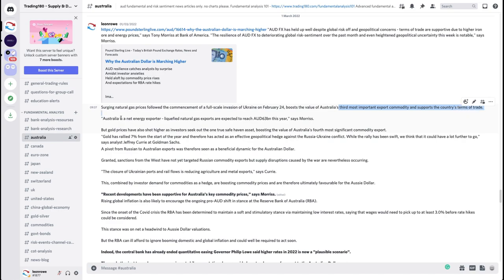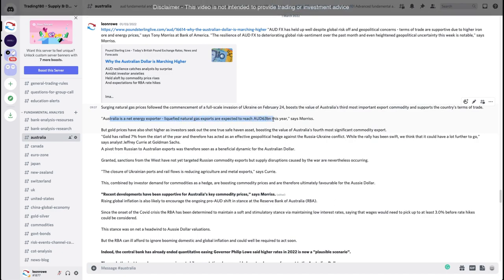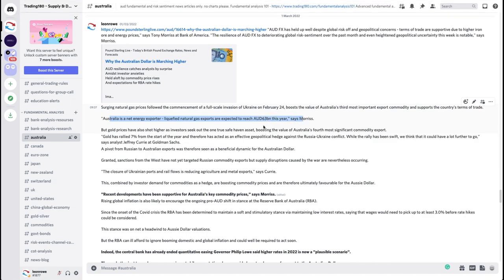terms of trade. So Australia is a net energy exporter. Liquefied natural gas exports are expected to reach 63 billion Australian dollars this year, says Morris.